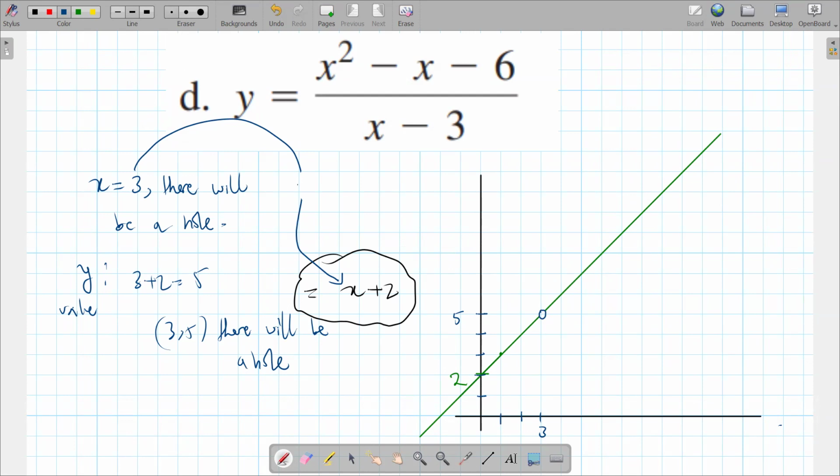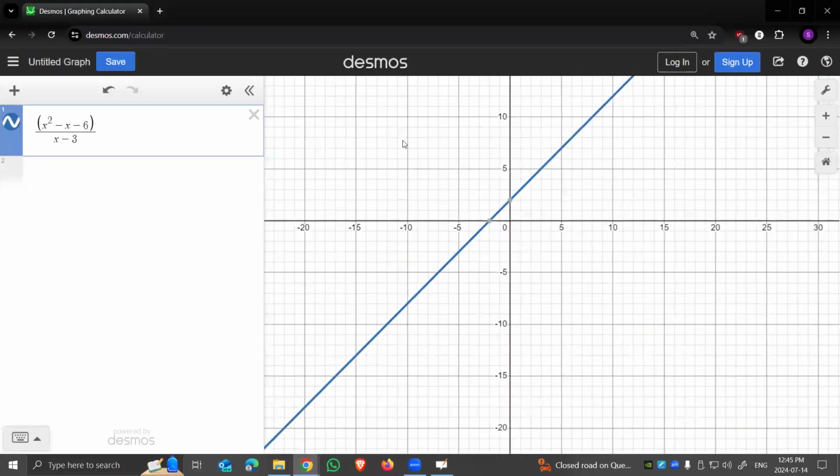Let's graph this. I'm going to graph y. I'm not going to graph x plus 2. You always graph the original function. If you graph the leftover function, it's not going to show you where the hole is. So divided by x minus 3. So this is what it gave me.